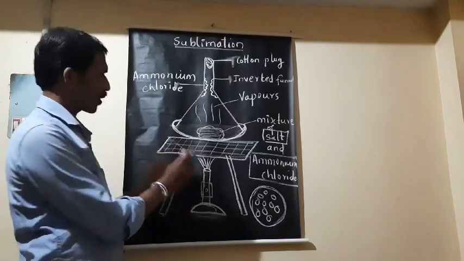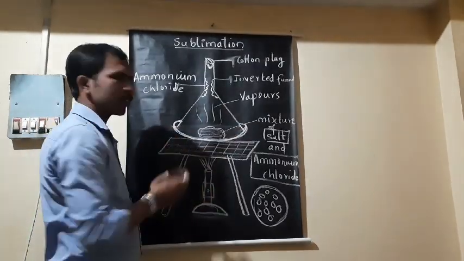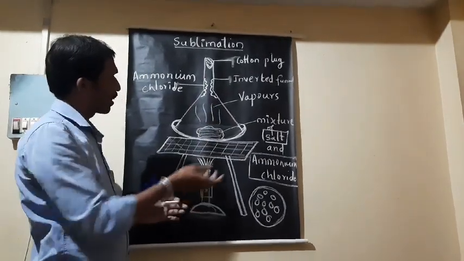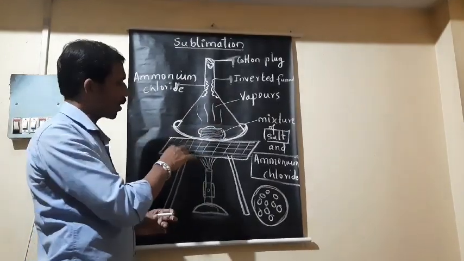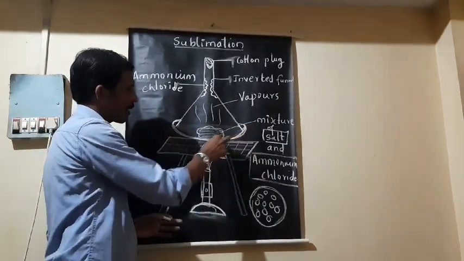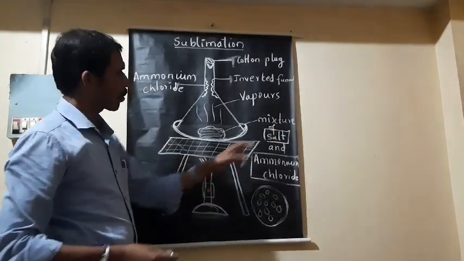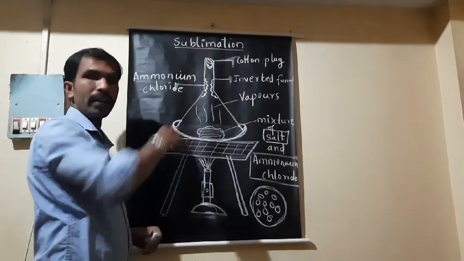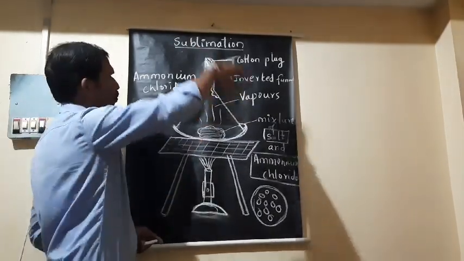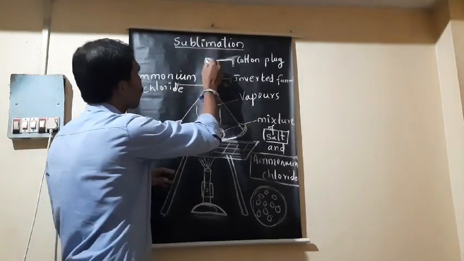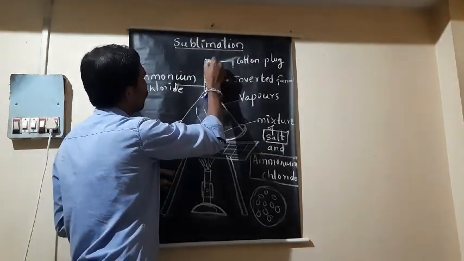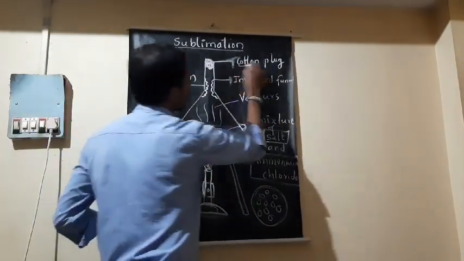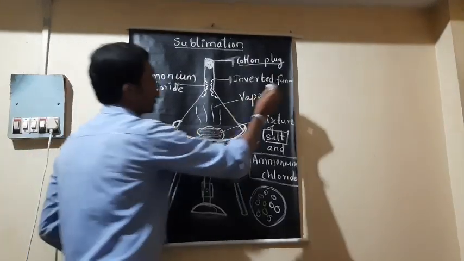Here we first take the stand. Then we keep a watch glass on it. Before inverting the funnel, we put a mixture of salt and ammonium chloride in the watch glass, and then we invert the funnel over it. We close the opening of the funnel with a cotton plug. So this is the inverted funnel.